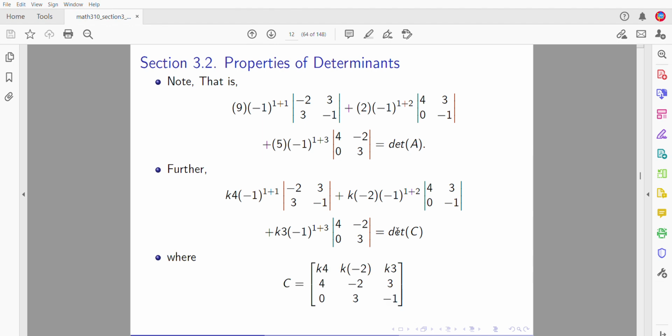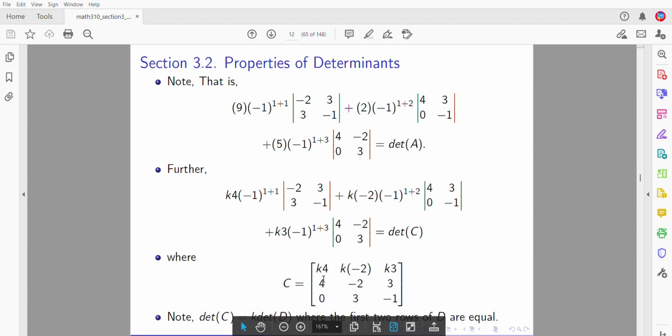Look at C. You notice 4, -2, 3, they are repeated. So that gives me determinant 0. K times determinant D. First 2 rows of D are identical. Determinant of D is 0. Therefore, determinant of C is 0. And determinant of B equals determinant of A.